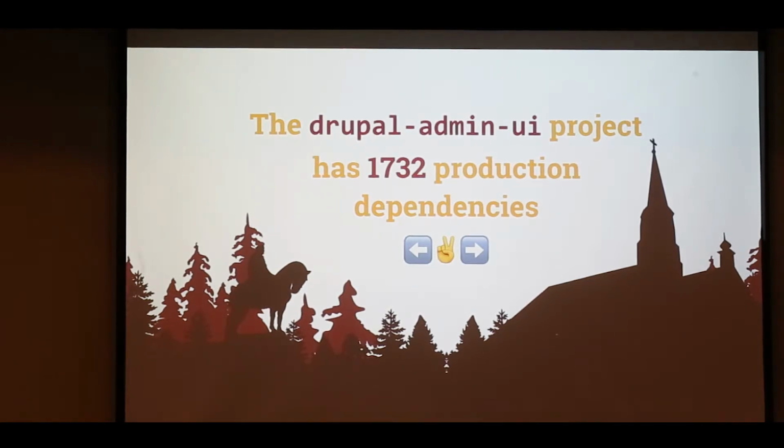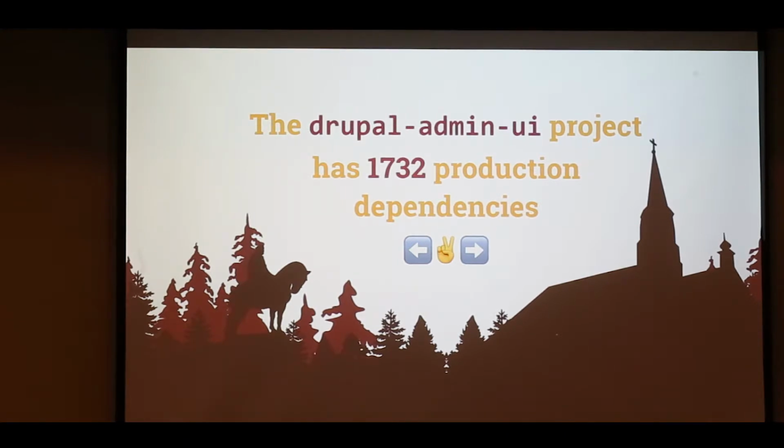So to understand better, I looked at a real project directly relevant to Drupal's future. The drupal-admin-ui project is a proof of concept being built by the JavaScript Modernization Initiative for a fully decoupled Drupal admin frontend. It's built on React and uses web services to communicate with Drupal's APIs. As of last week, if I'm not mistaken, it had 1,732 production dependencies.